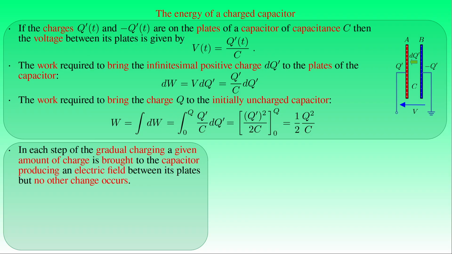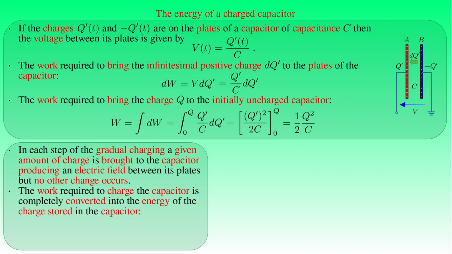As a result, we can assume that the work required to charge the capacitor is completely converted into the energy of the charge Q. Then the energy U of a capacitor storing the charge Q is equal to 1 over 2 times the ratio of the charge Q squared to the capacitance C of the capacitor, or 1 over 2 times the capacitance C times the square of the voltage V between the plates of the capacitor. This result holds for any capacitor independently of its structure.